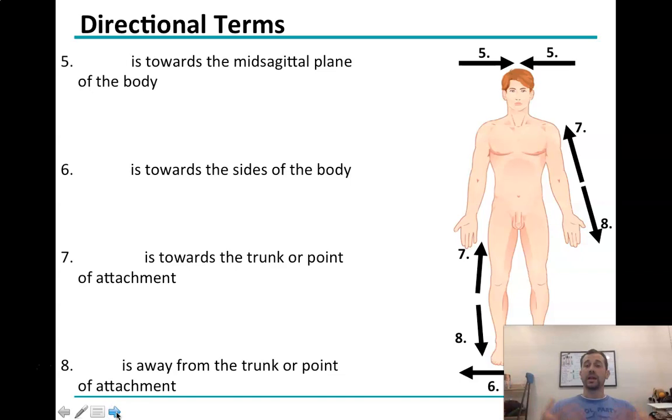Hopefully that helps you better put together a picture of how we would describe anatomical terms, and now we're going to put that into practice in a class assignment.